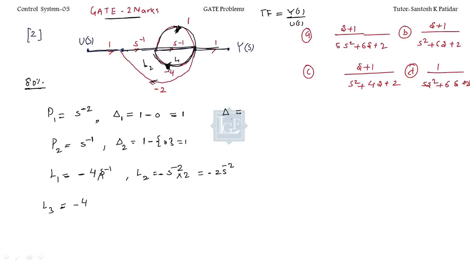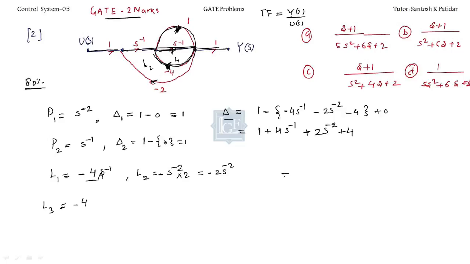Now you can calculate delta. Del is 1 minus the sum of individual loop gains. So these are the individual loop gains: minus 4s inverse, minus 2s to the power minus 2, and minus 4. Now we'll take the non-touching loops. Is there any non-touching loop? No. This one and this one, they are touching each other. All are touching each other. Non-touching is 0, so plus 0. Finally, you have 1 plus 4s to the power minus 1 plus 2s to the power minus 2 plus 4.